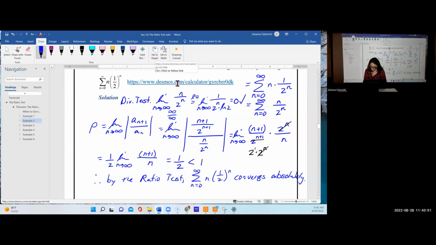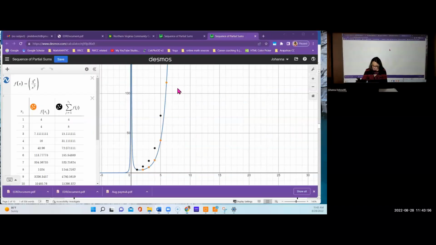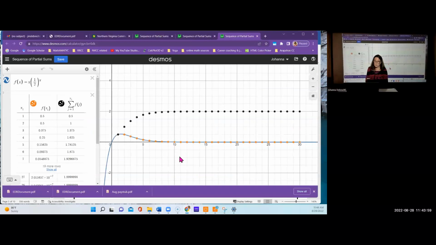Now let's take a look at what we have up here for the sequence of partial sums plotter and the sequence plotter. So this is the one we just looked at, n times 1/2 to the n. And you can see the orange dots are the sequence, and they're very rapidly dropping towards 0, which is what we saw with the divergence test. And you can see that the sequence of partial sums is coming up, but then it looks like it's hovering near 2. Now, I can't say that it is 2, because it could be ever so microscopically above 2 or below 2. But it doesn't look like the sequence of partial sums is going to infinity or negative infinity.